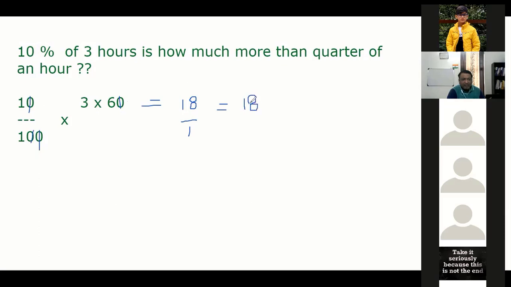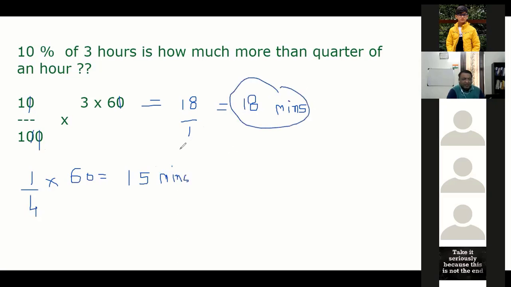Shriya, what will be the final answer then? 18 minutes and a quarter of an hour. Quarter means 1 by 4, right? And 1 hour means 60 minutes. 60 by 4 is 15. So a quarter of an hour means 15 minutes, correct? So 18 minutes minus 15 minutes. The answer is 3 minutes.